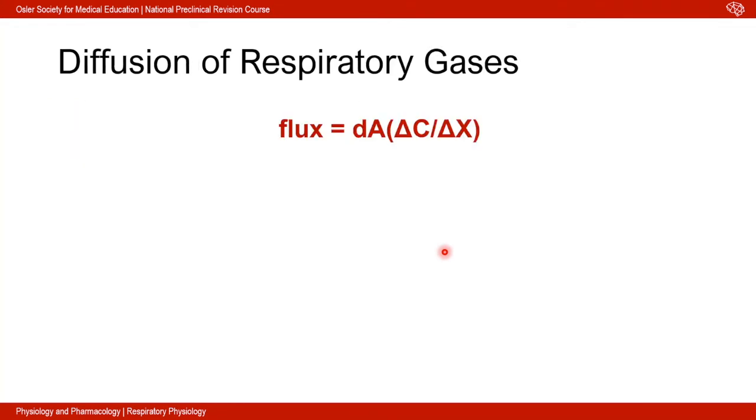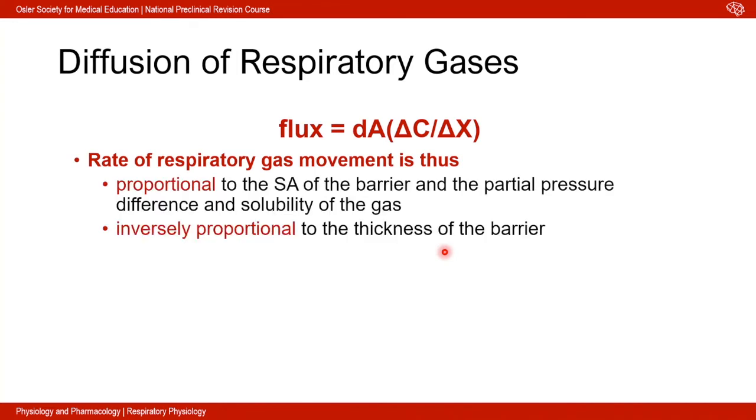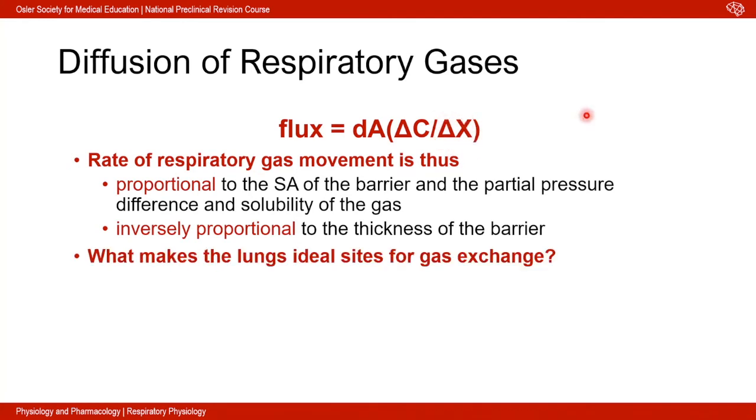Right, so going into this in more detail, this equation tells us that the rate of diffusion is proportional to the surface area of the barrier, the partial pressure difference and the solubility of the gas, and it's inversely proportional to the thickness of the barrier. This is represented by that x there.